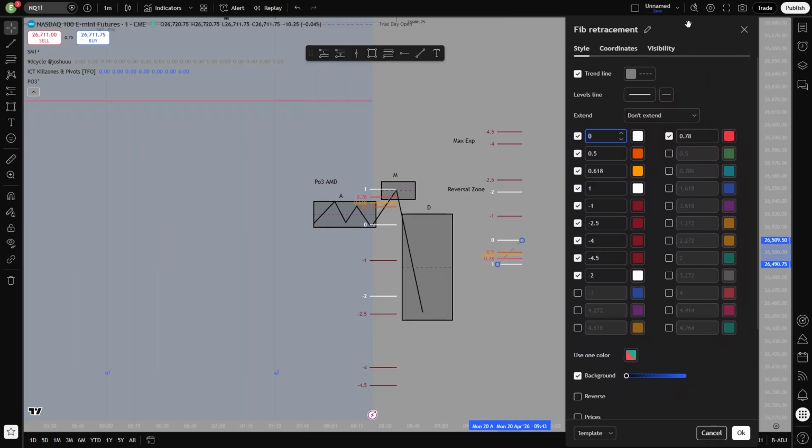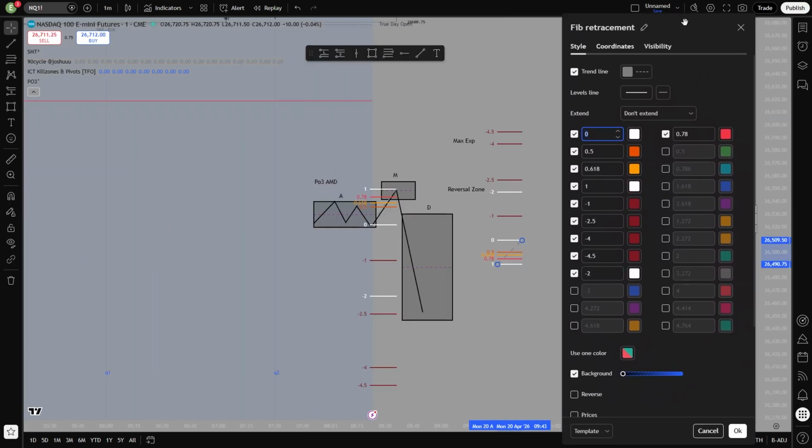Here is a very good screenshot for you guys if you want to take a screenshot of this. These are my fib settings. This is an example of PO3 with AMD, and then here is the fib kind of explaining here. -2 is our reversal zone, and our -4 is our max expansion. In the screenshot 2, or this frame, we can also see that this fib is being drawn from our manipulation to our accumulation zone, from the wick high to the body low to the left.